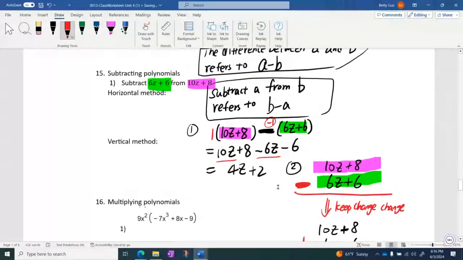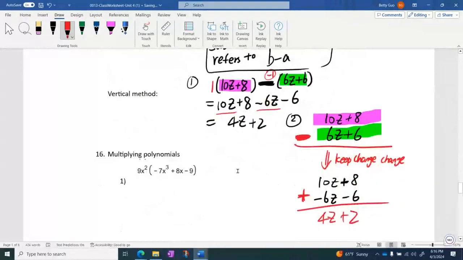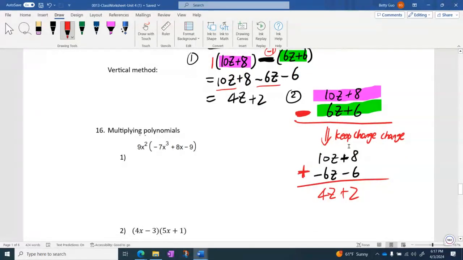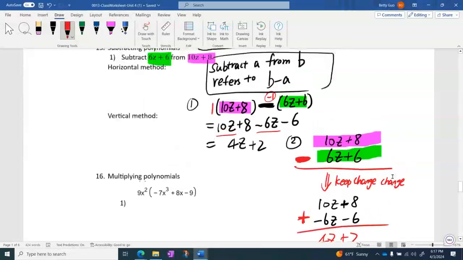The purpose of demonstrating the two methods is to show you common mistakes that we try to avoid. The common mistake for the vertical method is the alignment, also the sign. So I would recommend that you do keep, change. Keep the first polynomial on the top, change the subtraction to addition, and then change the second polynomial, the bottom polynomial, to its opposite. And then you add up the vertically aligned like terms to get the result. Let me know, do you have any questions?